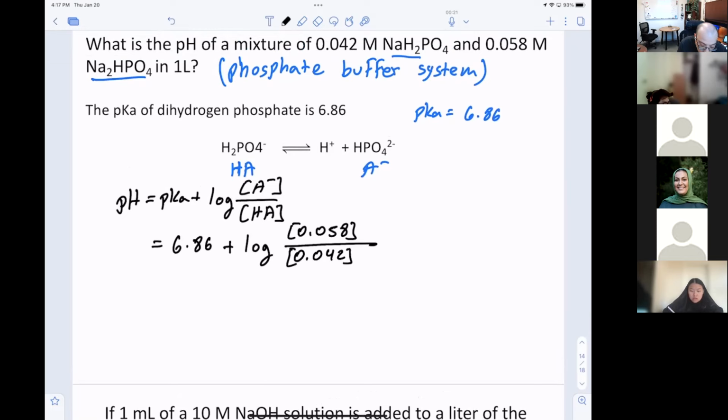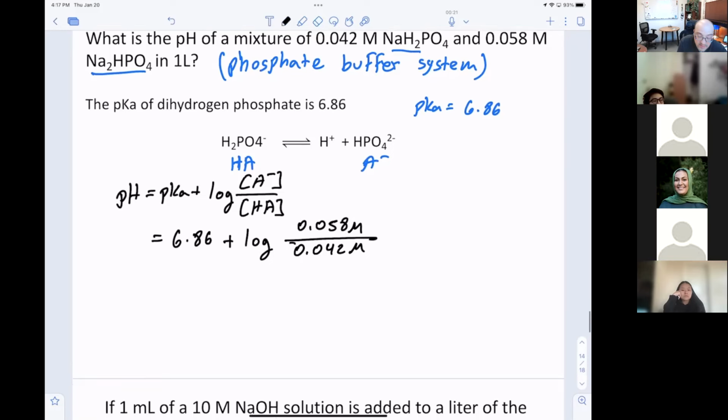And I can put molar over molar. Sometimes I like to do that just in case the professor is going to mess with me and say millimolar at one point. Then you need to adjust so that it will all be in the same units, right? So in this case, they're both molar, so I'm just going to keep it like that. But if you are not sure, you can just write molar and molar, so you won't forget that this needs to be in the same unit.